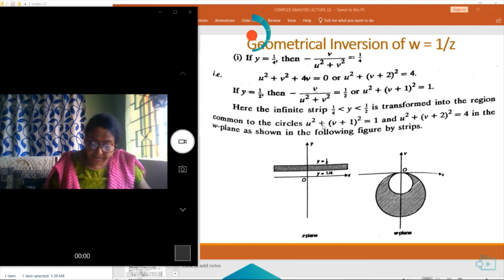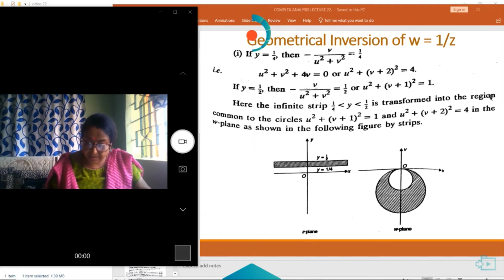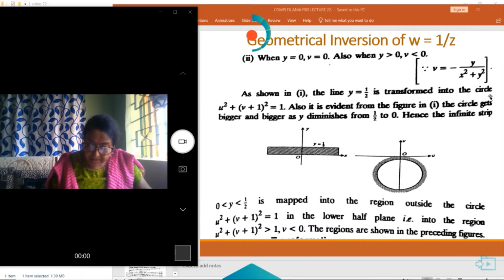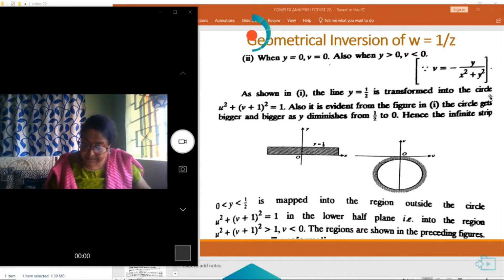The line y equal to half is transformed into the circle u squared plus (v plus 1) whole squared is equal to 1. Also, it is evident from figure 1 that the circle gets bigger and bigger as y diminishes from half to 0.